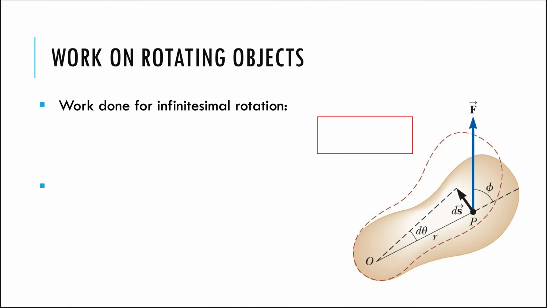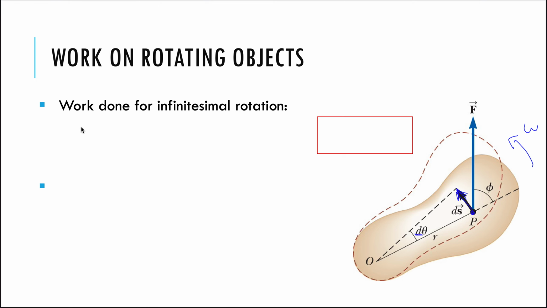Now let's look at work on rotating objects. We know that work and energy are very closely related. Let's consider a force acting on this object and causing it to rotate. It's going to rotate with an angular speed omega. Let's consider the work done by this force as this point here on this object just moves a very small distance, ds. d theta here is the angle that subtends this distance. Typically it's an arc length, but because it's so small, we can just say that it's a straight line.